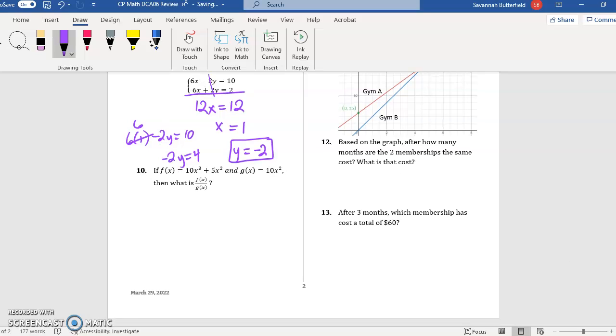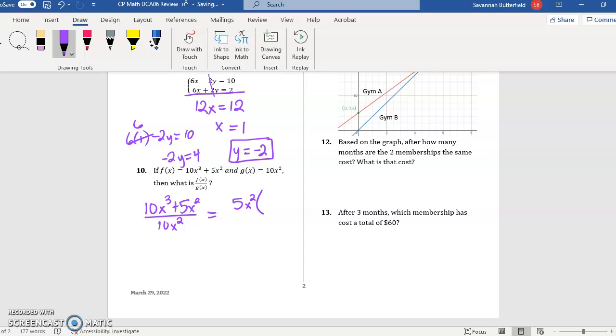Looking at 10, it says if f of x is this, g of x is this, what is f over g? So we're going to go ahead and set it up as our fraction, 10x cubed plus 5x squared over, excuse me, 10x squared. I'm going to factor that numerator because it looks like I can take some stuff out of it. So I could factor out a 5 from both of those, and then I can take out x squared from both of those. I can take out a greatest common factor.